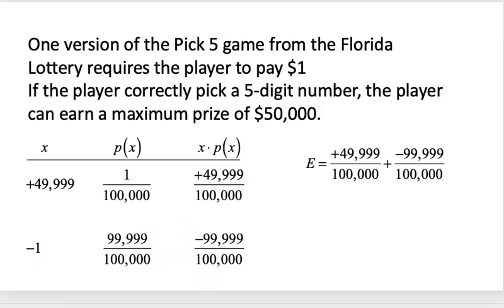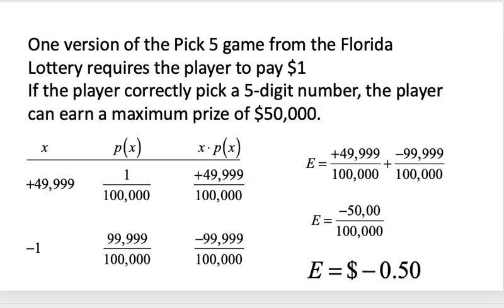What is our expected value going to be? Adding those two numbers up, remember the expected value requires us to add the two numbers in the X times P column. We get negative 50,000 out of 100,000, which means negative 50 cents. Now what does this mean? It means if you play this game, it costs you $1, you can expect to lose 50 cents. The state of Florida, in essence, keeps half of the money and pays the winners the other half. So you can see the real winner of this game is the Florida Lottery.